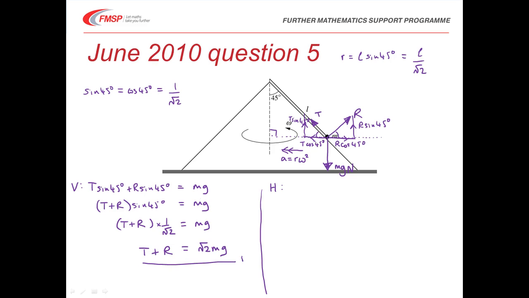Well, there's an equation with T and R, and I guess what's going to happen is I'll get a second equation with T and R in from resolving and considering forces horizontally. Well, because the circle is happening in the horizontal plane, I'm going to consider F equals ma towards the centre. And what forces have I got acting towards the centre? Well, T cos 45 is acting towards the centre, R cos 45 is acting the other way. So I have T cos 45 degrees minus R cos 45 degrees. And that's equal to m times the acceleration. Well, the mass is m, I don't know any more than that, and the acceleration is r omega squared.